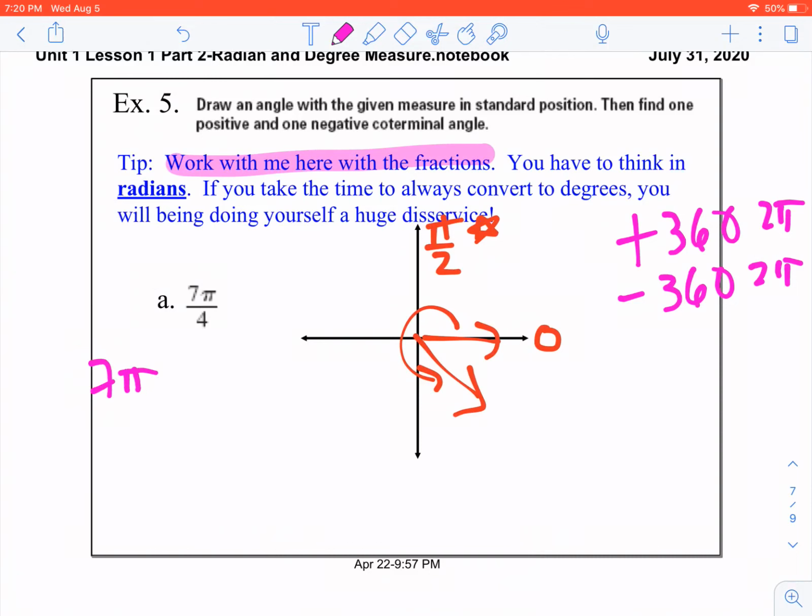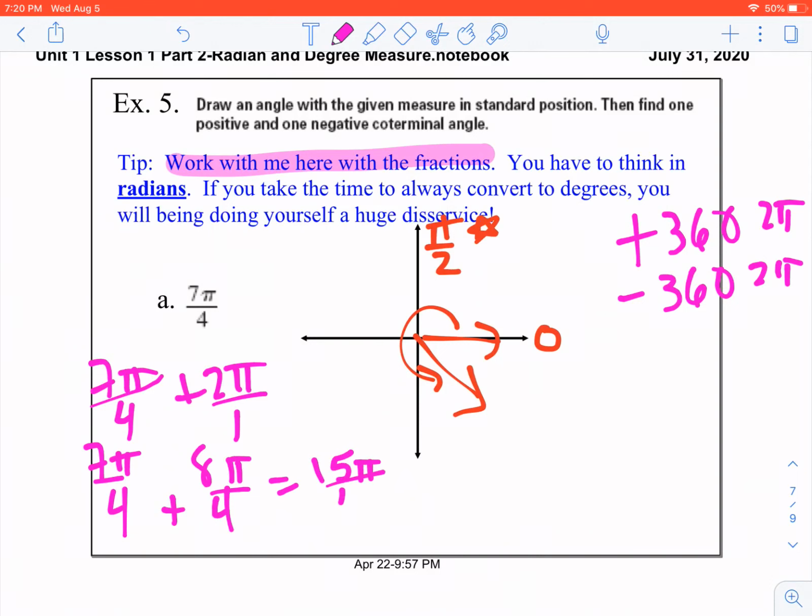So if I take 7 pi over 4 and I add 2 pi, you have to get a common denominator. 2 pi is not hard to convert. It's just 8 pi over 4. So 15 pi over 4 is a coterminal angle to 7 pi over 4. That's positive. Now I need one that's negative. And again, you might not like the fractions, but I guarantee you that is less work than converting 7 pi over 4 into degrees, adding 360, and then converting it back.